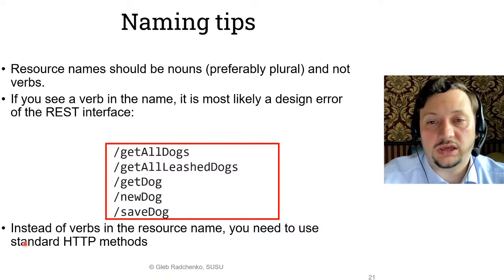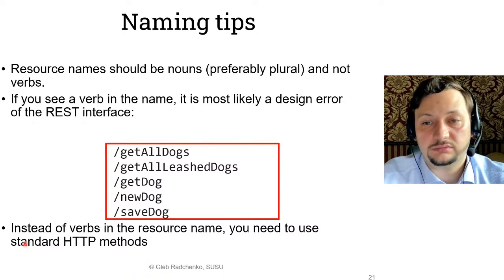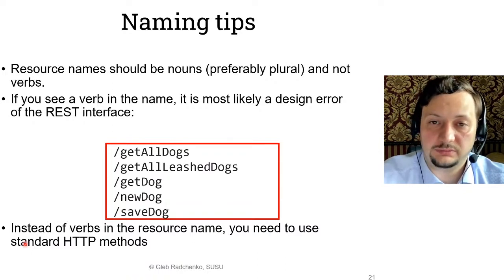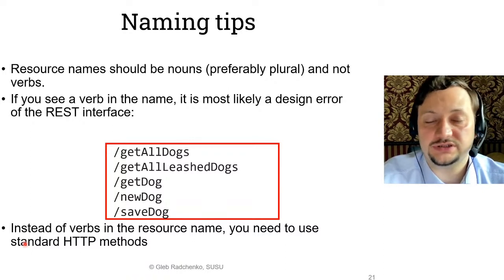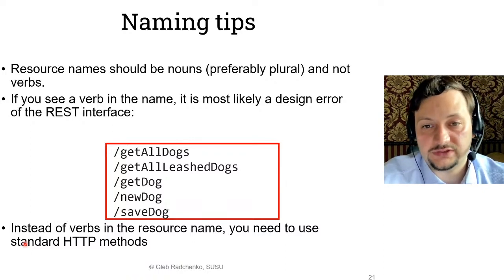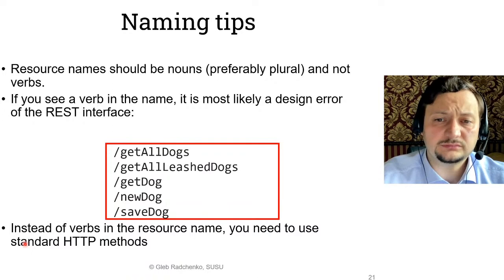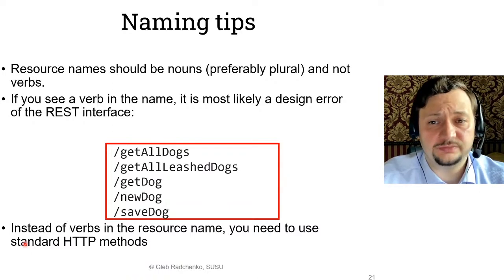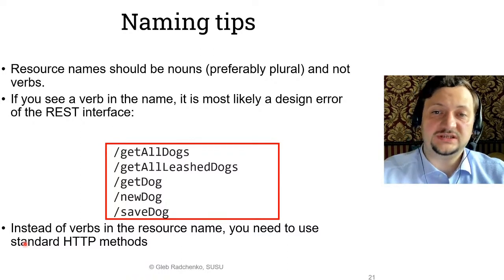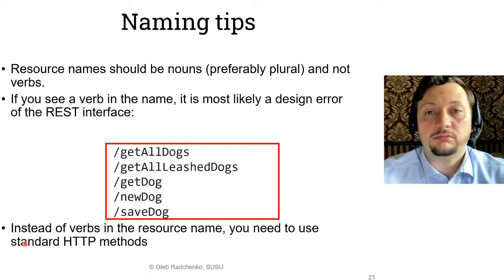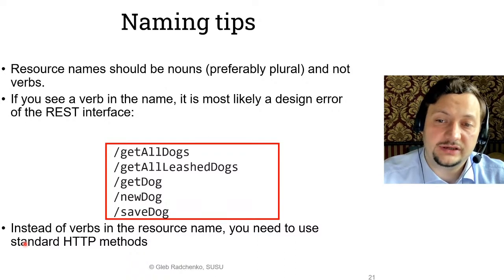So now we discussed the process of accessing the remote resources and types of responses that the server can give us. Now let's go and discuss the naming types of the resources. So resource names should be nouns and not verbs. If you see a verb in the name, that is most likely a design error of the REST interface.